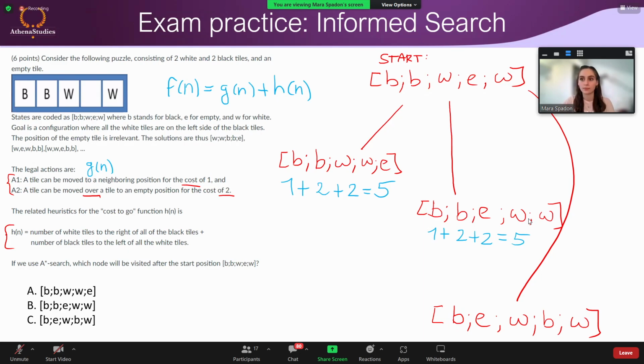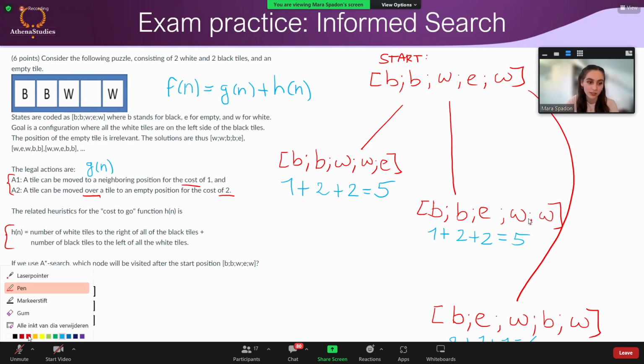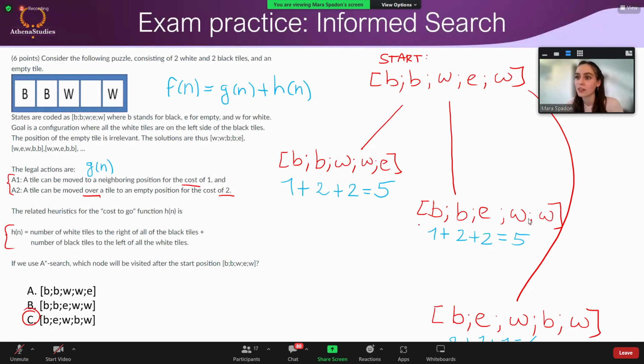2 plus 1 plus 1. Yes, great. So as we can see here, this final one has the least cost, right? So where would A star go to? That one. So you guessed correctly in our case. But for the rest, I think some of you said A as well. So is this clear now why we chose C?